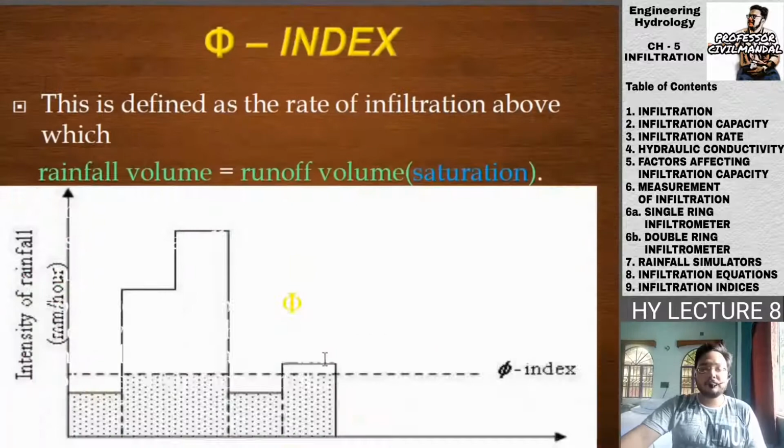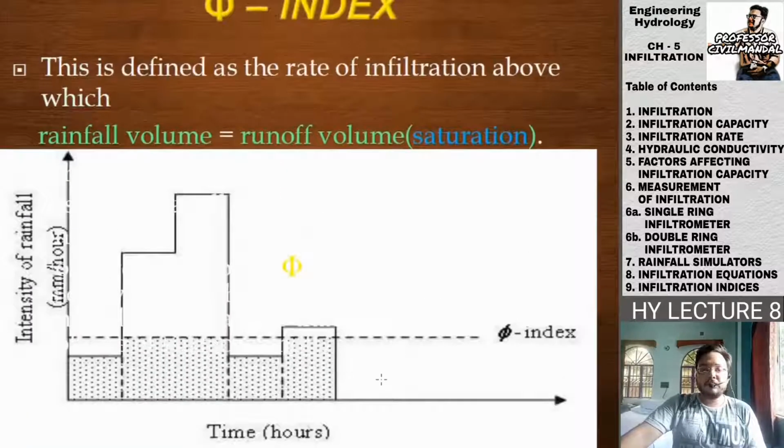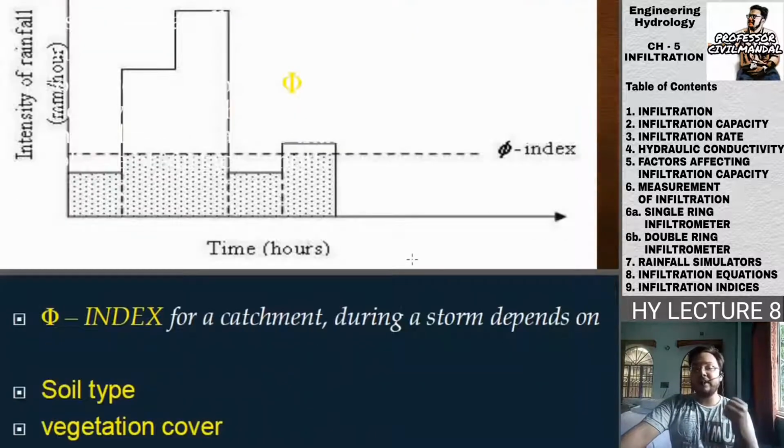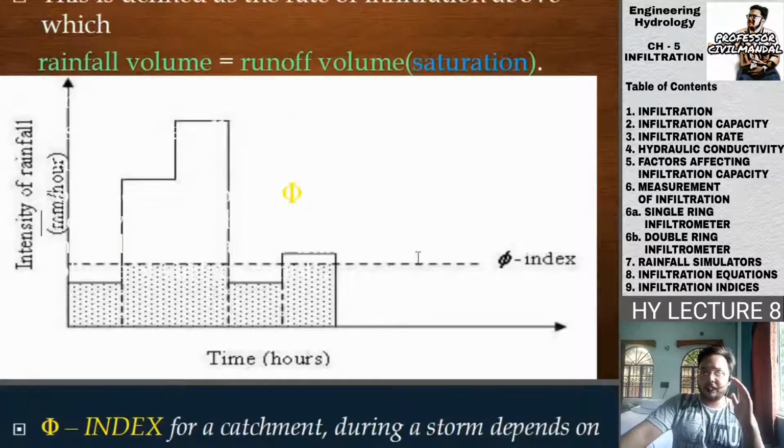Why is it so? Just look at this figure. This is the figure, and you just go through how we represent the phi index. See, these are the infiltration rates at various hours. The intensity of rainfall you are showing over here, and you also know that a certain infiltration rate is also there, and you make this bar graph diagram. So you try to get the value of phi index.